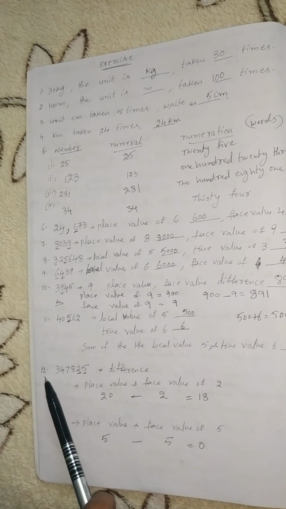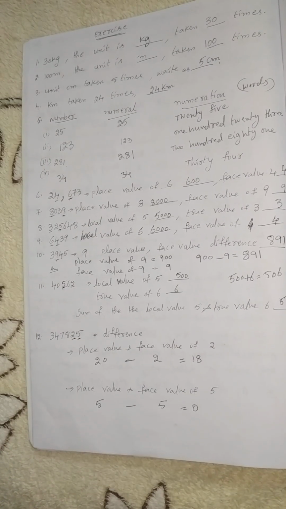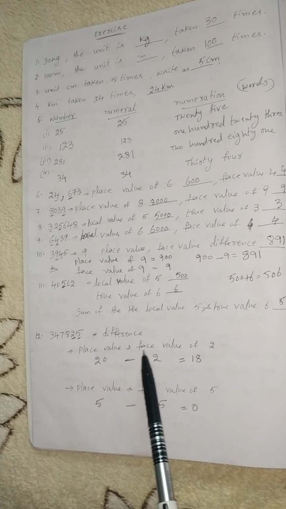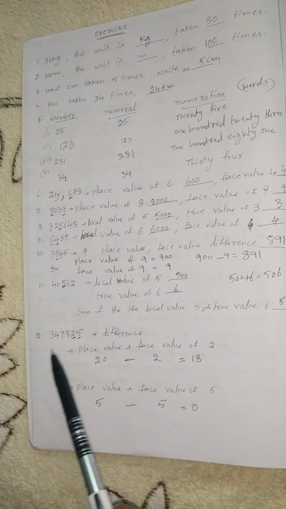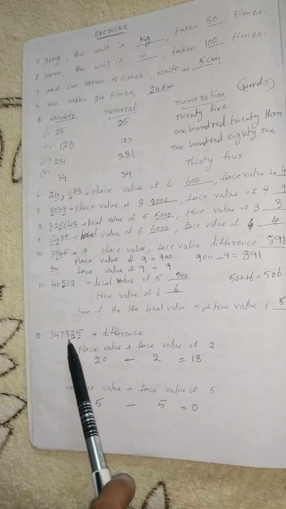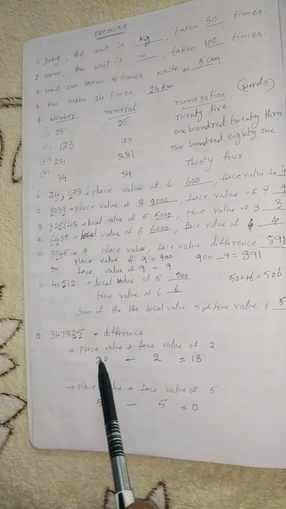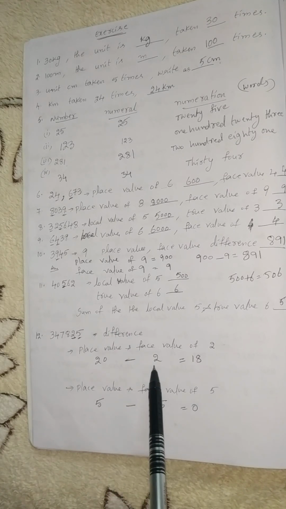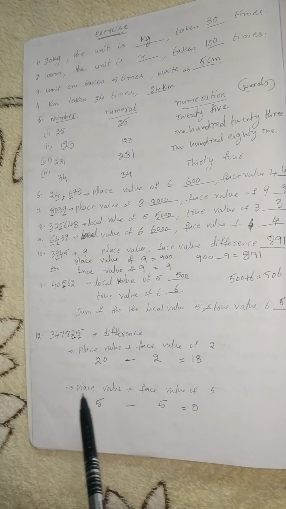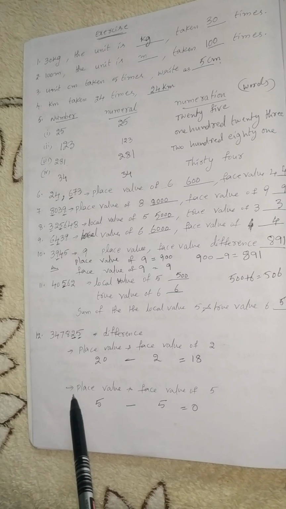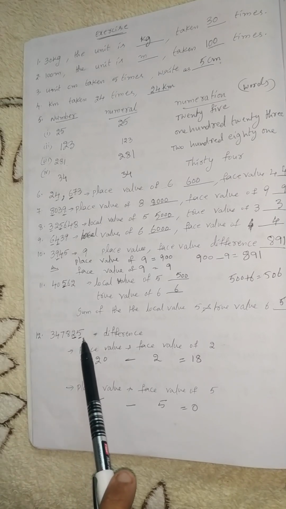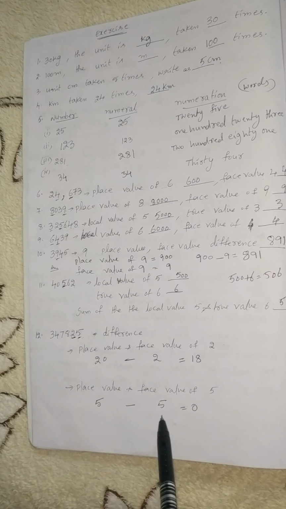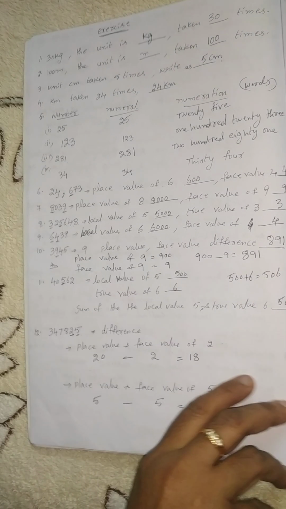Next, another example is 347825. Here, the place value and face value of 2 and the difference. First of all, the place value of 2 is in the tens place, so 20, and the face value of 2 is the same number, 2. What did they ask? The difference. So 20 minus 2 equals 18. Next, the place value and face value of 5. The place value of 5 is in the ones place, so 5 ones are 5. Face value of 5 is the same number, 5. So 5 minus 5 equals 0.